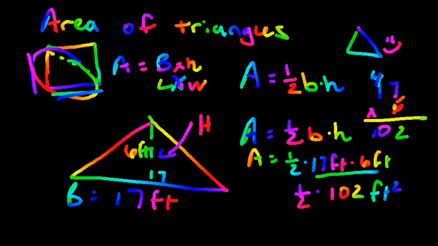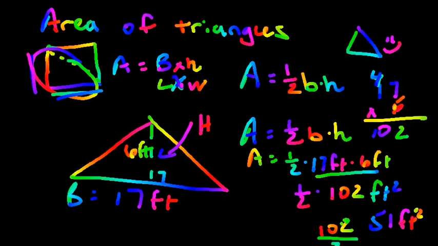1/2. Next, I'm going to multiply 102 times 1/2, or that's the same as 102 divided by 2, which is equal to 51 square feet.